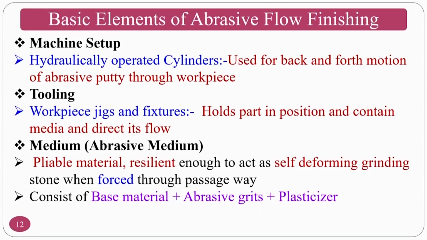The medium, the abrasive medium, is a pliable material resilient enough to act as a self-deforming grinding stone when forced through the passageway. It consists basically of base polymer materials, abrasive particles and rheological additives such as plasticizers, hardeners and so on. These are some of the constituents of the medium that is used in the abrasive flow finishing process.